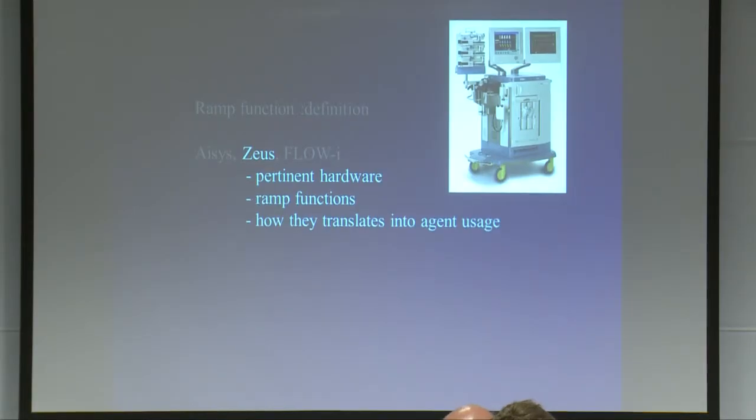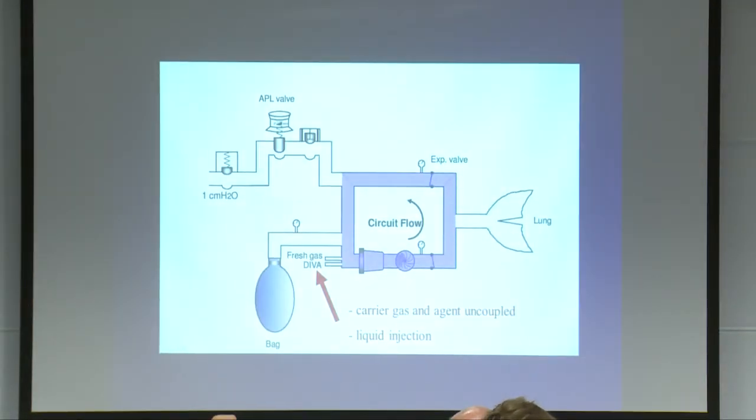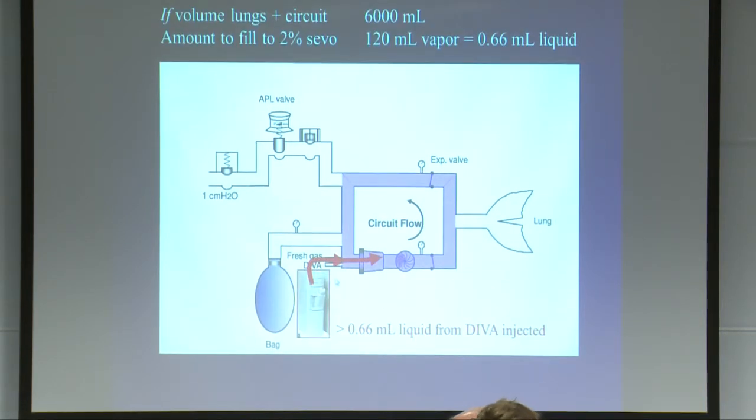Let's move to the second member of the automated low flow family, and that is a different animal. Now, interestingly, the rate of rise of the Zeus is exactly the same as that with the Aisys. It's exactly the same. Yet the Zeus differs because the Zeus really has separated agent injection, liquid injection, from carrier gas administration. Those have been uncoupled. So it actually allows the machine to inject the liquid separately from the carrier gas.